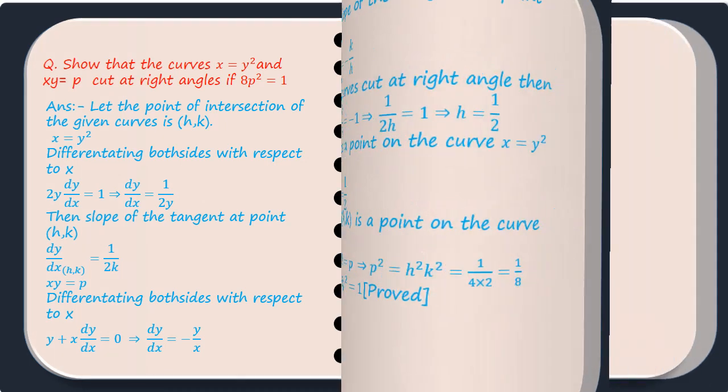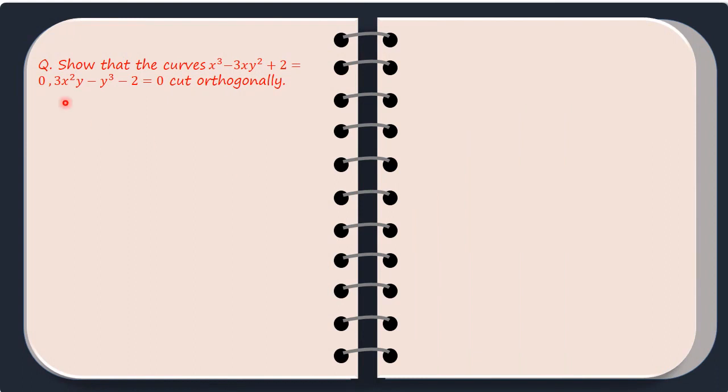So moving to the next problem. Show that these curves cut orthogonally. This representation is different, but the meaning is the same as before. That means these two curves cut each other at right angle. That means if we draw a tangent on these two curves at the point of contact, we'll find they are perpendicular to each other. So in a similar manner, firstly find their slopes of tangent.